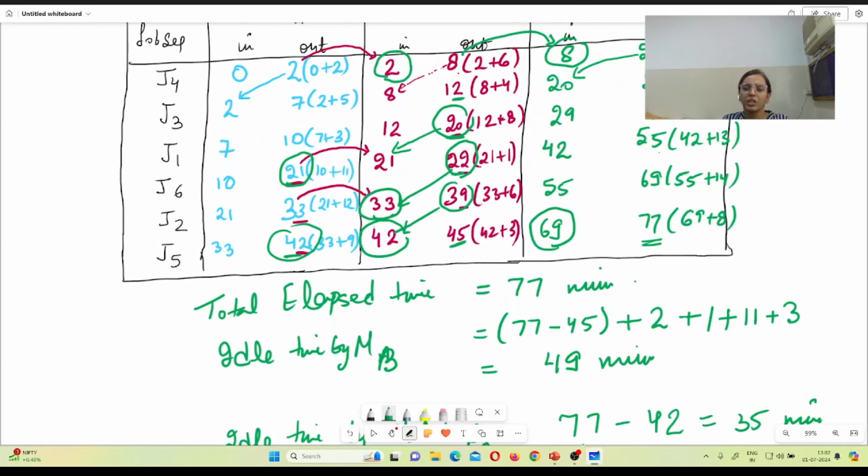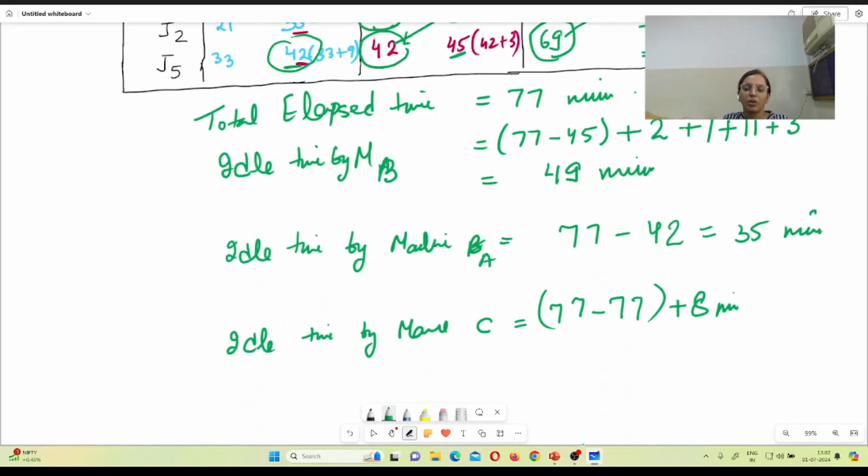Another difference: this is 20 and 22, 29 and 29, 42 and 42, 55 and 55, and 69 and 69. All are the same. That means there is no rest time or idle time in between. So this is 0 plus 8. That means you have completed your work and you only have to wait for 8 minutes for machine C. So this is the way we find out the total elapsed time as well as the idle time for machine A, B, and C.